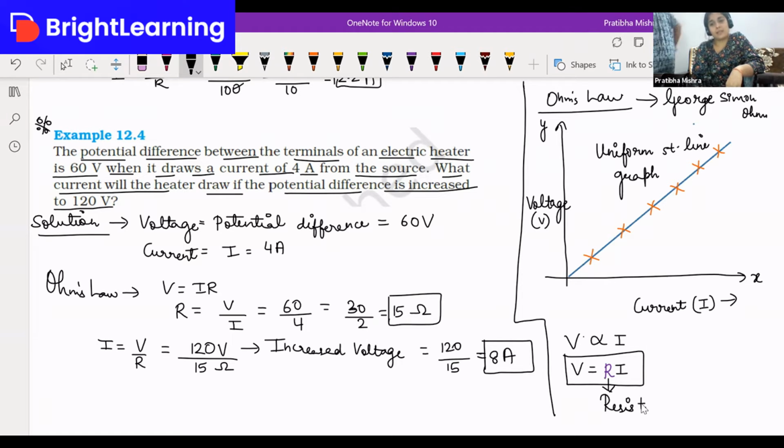V is equal to IR or RI, anything. You can rearrange the formula to use it at any point of time. You can also use it as I is equal to V by R or R is equal to V by I, when you know two quantities and have to find the unknown quantity. So these are the things that we will know.